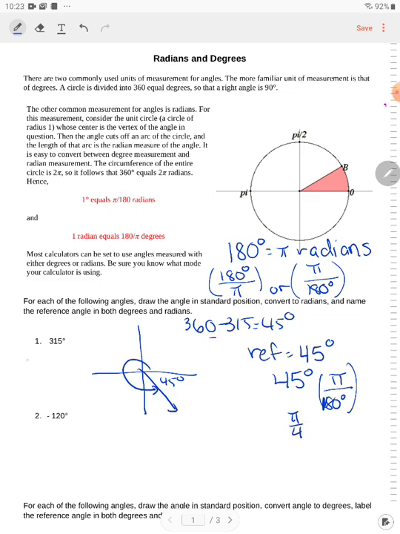So let's take 315 degrees times pi over 180. So we're essentially going to do 315 divided by 180. And we can do the fractions or use the calculator. I'm using the calculator to find this. And I get 7/4. So that is 7 pi over 4. So 315 degrees is equal to 7 pi over 4 radians. 45 degrees is equal to pi over 4 radians.